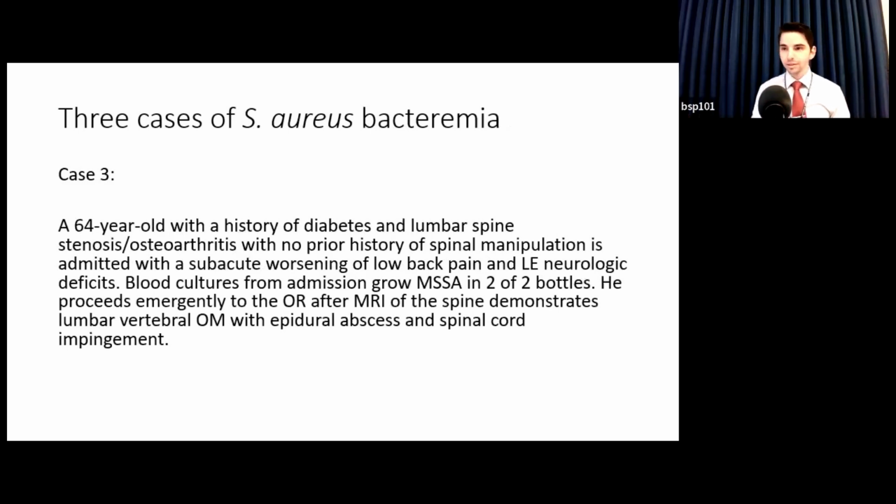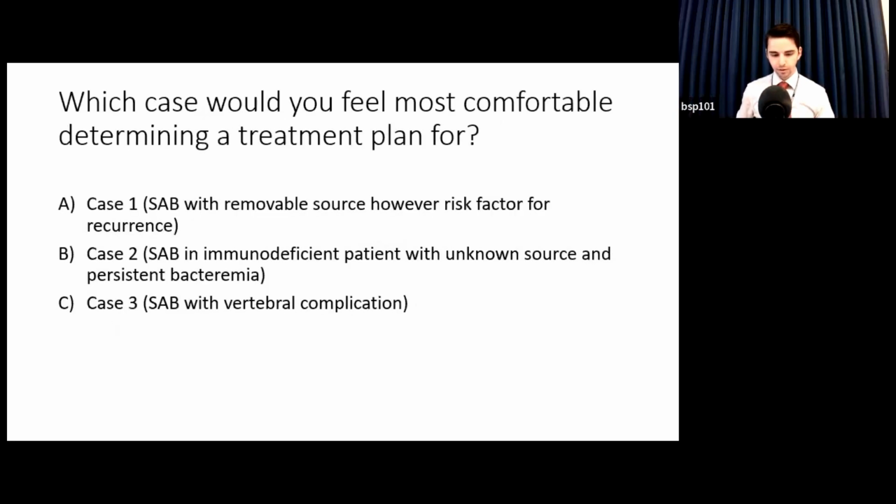And then case number 3 is a 64-year-old patient with diabetes, lumbar spine osteomyelitis, probably chronic back pain, who comes in with an acute worsening of their back pain, or maybe more subacute, and new lower extremity neurologic deficits. Blood cultures grow MSSA, and he's taken emergently to the OR because MRI imaging shows cord impingement. So that's case number 3. And I want you now to think about these cases. I was going to put sort of like a poll in here, but I was afraid it wasn't going to work. So I want you just to think about these cases and think about which one you'd feel more comfortable coming up with a treatment plan for.